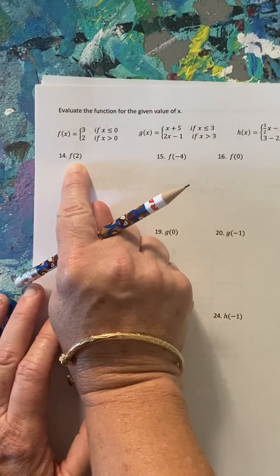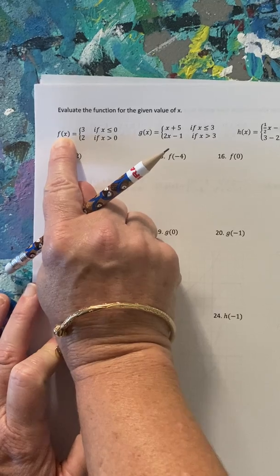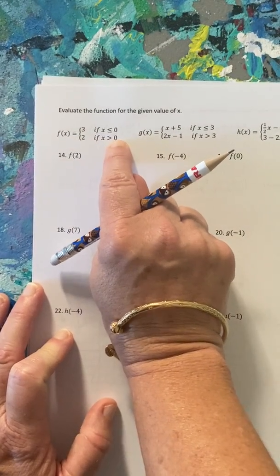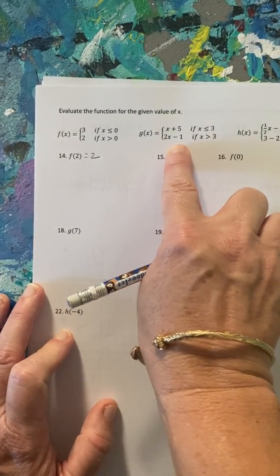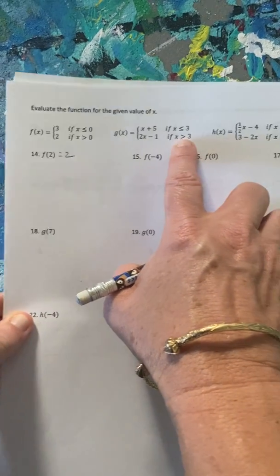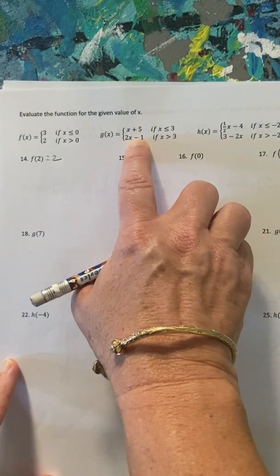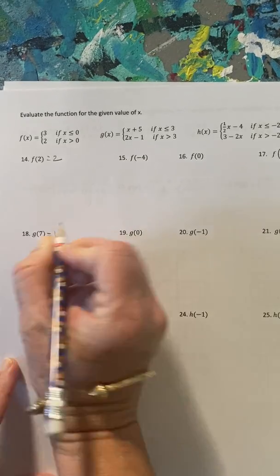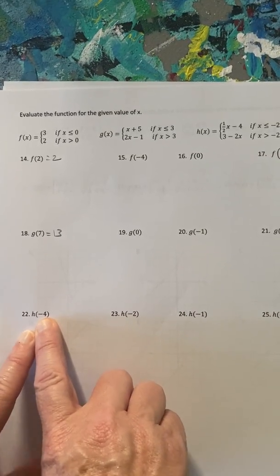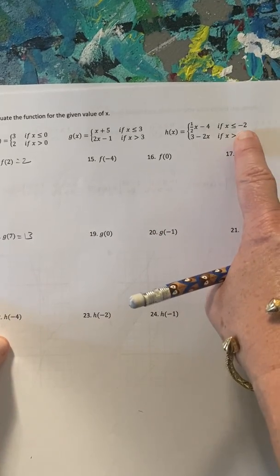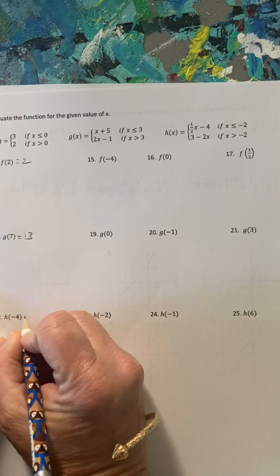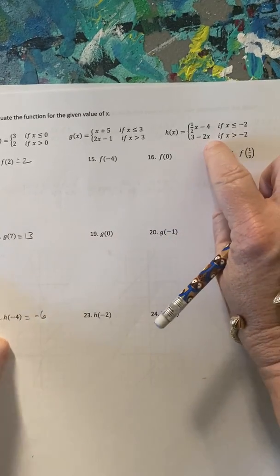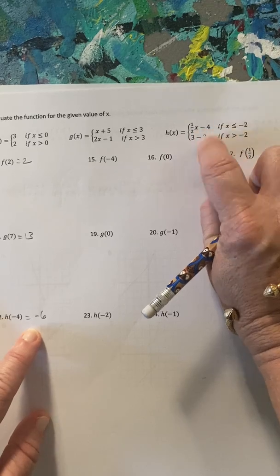So here I'm looking for f of 2, and I'm going to use my function here. So 2 is greater than 0, so that means my output is 2. Let's do g of 7. I'm going to look over here. So 7 is greater than 3, so 7 times 2 is 14, minus 1 is 13. These seem pretty easy for you guys. h of negative 4. So negative 4 is less than negative 2. A half of negative 4 is negative 2. Negative 2 minus 4 is negative 6. I feel like I need to double check that real quick. Negative 4, negative 2. Yes.